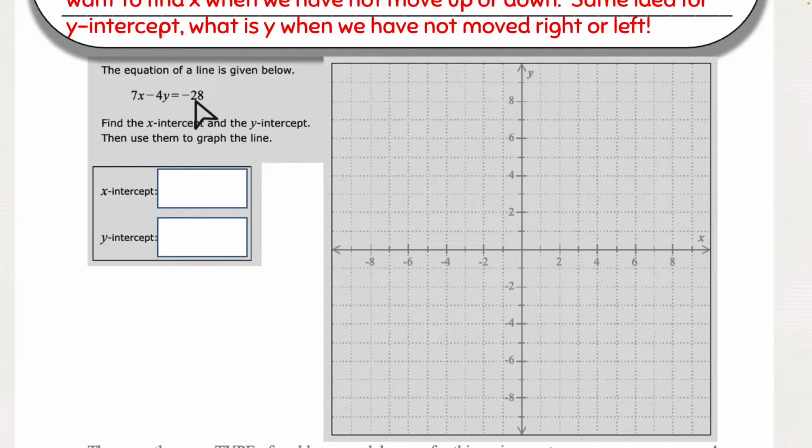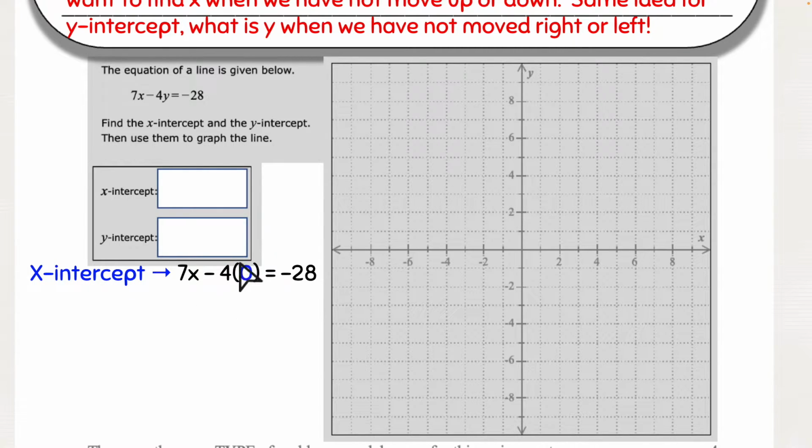This is called standard form, when we have a coefficient times x, either plus or minus a coefficient times y, equals a constant. So it's a little easier. Instead of trying to manipulate this and turn it into y equals mx plus b, we can just use the intercepts. For the x-intercept, we're going to make y 0.